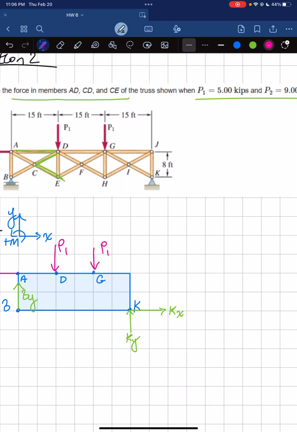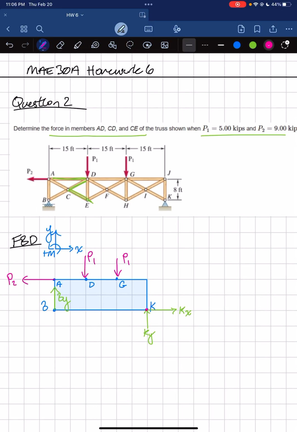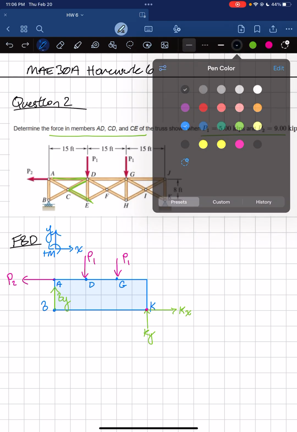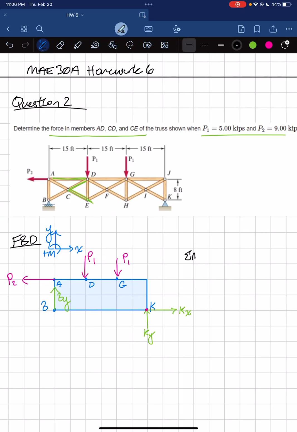And then what we can do is take the moment about K, and that cancels out both of these reaction forces. And that allows us to isolate BY and look for that. So if we write out that equation, moment about K equals 0. I actually forgot to add the distances here, which are going to be needed. So I'll draw that out. All of these are 15 feet, and then up here we have 8 feet.